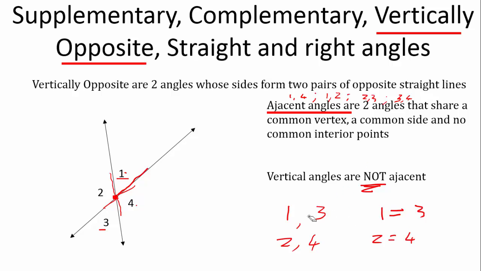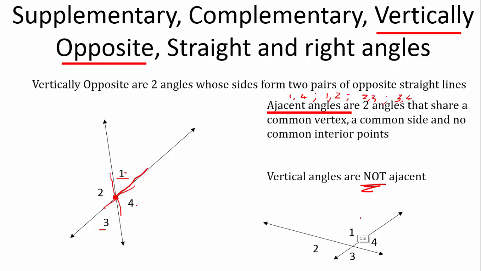I'm just going to rub this out to show you the next diagram, to show you the exact same thing that will happen here. So we have two straight lines, 1, 2, 3, and 4. And again, over here, 1 will equal 3 and 2 will equal 4. This means that these are vertically opposite pairs with each other.